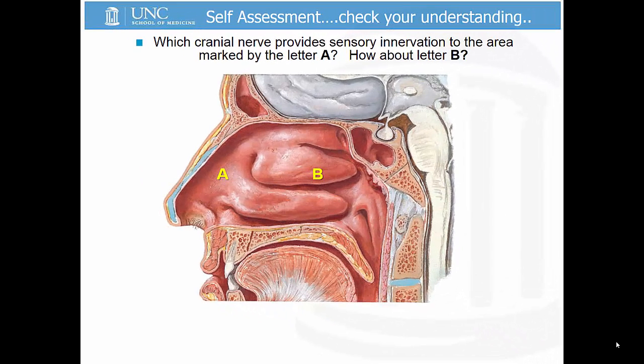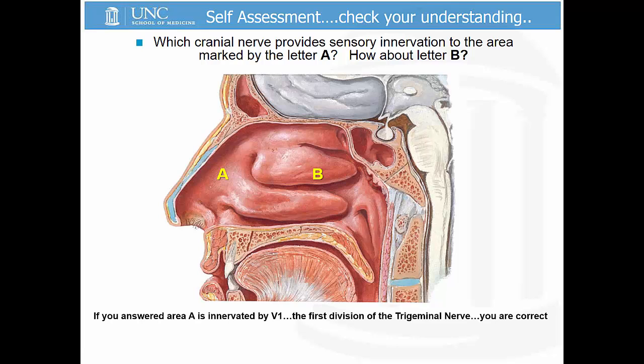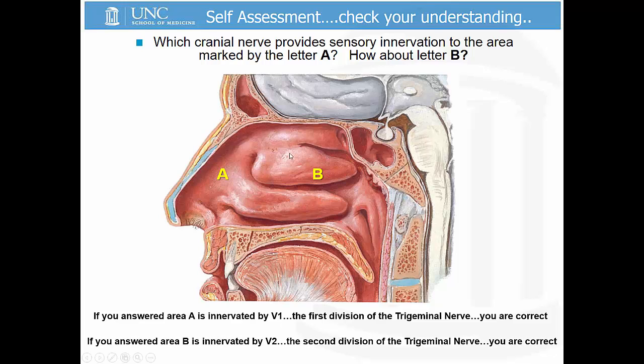Let's consider another self-assessment so that you can check your understanding. Which cranial nerve provides sensory innervation to the area marked A and the area marked by B? If you answered A is innervated by the first branch of the trigeminal, or V1, then you are correct. If you answered area B is innervated by V2, or the second major branch of the trigeminal, then you are correct.